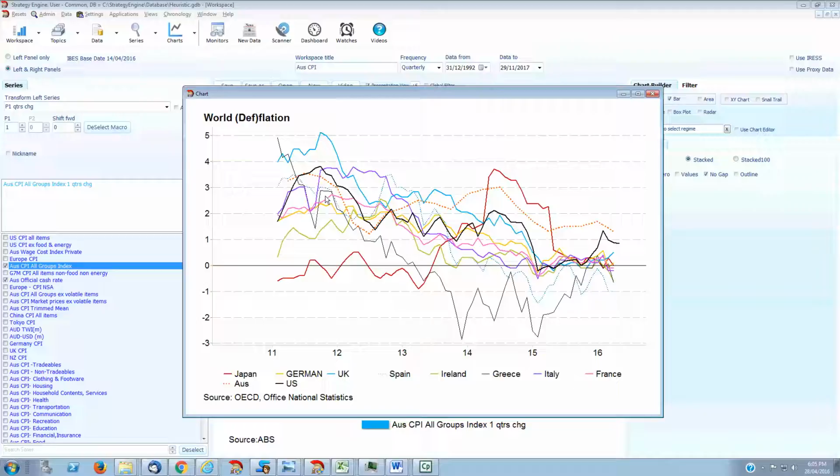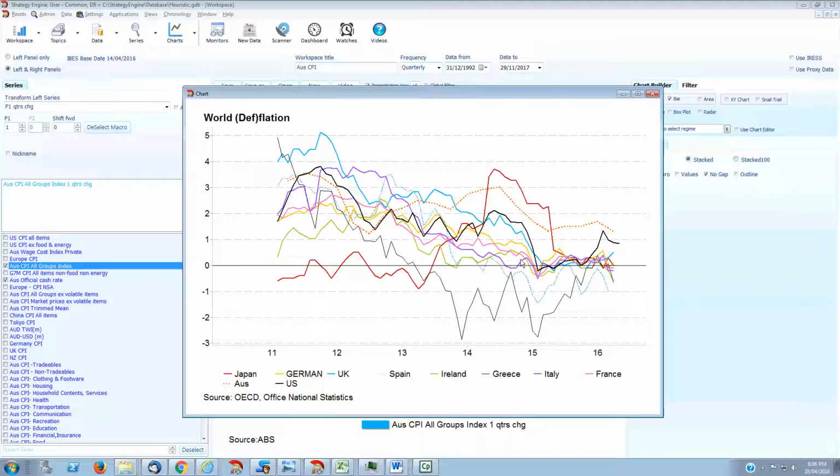So in this session, we'll just have a brief look at some of the drivers of recent inflation numbers and the implications for monetary policy. But first, I just want to quickly review what is happening to global inflation rates since 2011.